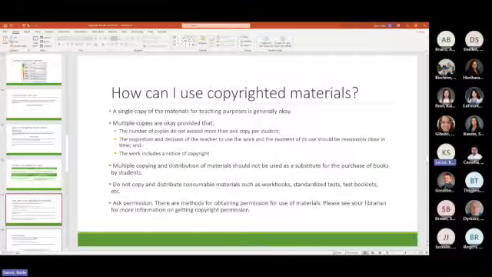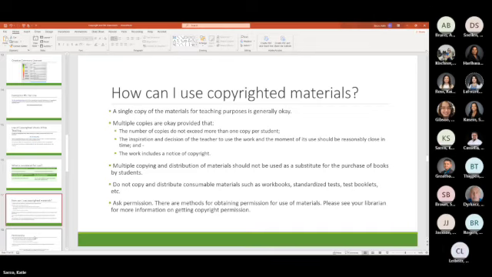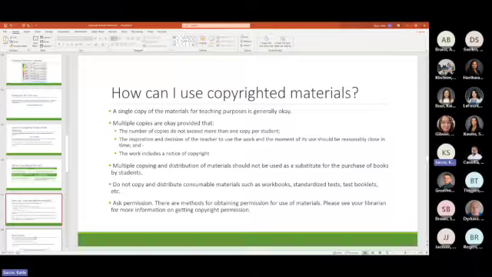Multiple copies are okay, provided that the number of copies does not exceed more than one copy per student. All right, and you want to make sure that the work includes a notice of copyright. Put a copyright stamp on it, watermark it, put a notice at the top, on your shell, to make sure that people understand that they have to use this under copyright restrictions.